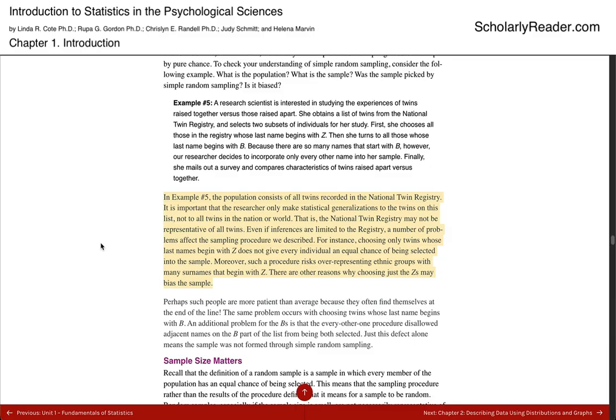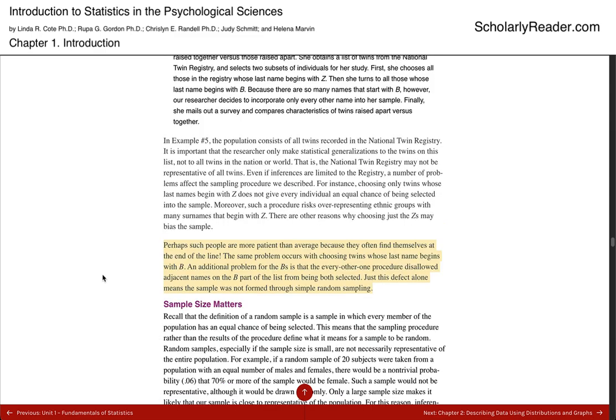Even if inferences are limited to the registry, a number of problems affect the sampling procedure we described. For instance, choosing only twins whose last name begins with Z does not give every individual an equal chance of being selected into the sample. Moreover, such a procedure risks over-representing ethnic groups with many surnames that begin with Z. There are other reasons why choosing just the Zs may bias the sample. Perhaps such people are more patient than average because they often find themselves at the end of the line.